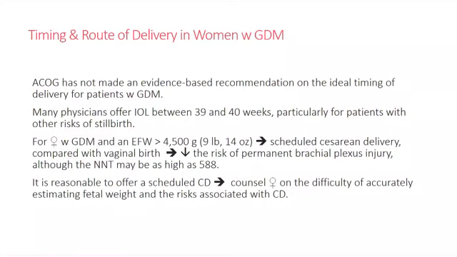You have to talk with them about the risk of either option, like letting them go through labor with brachial plexus injury, shoulder dystocia, all that stuff. And they found that scheduled cesarean delivery compared with vaginal delivery decreased the risk of permanent brachial plexus injury, with a number needed to treat of about 588. It is reasonable to offer cesarean delivery, like I said, but you have to counsel them about it.